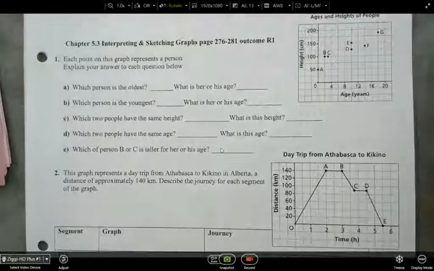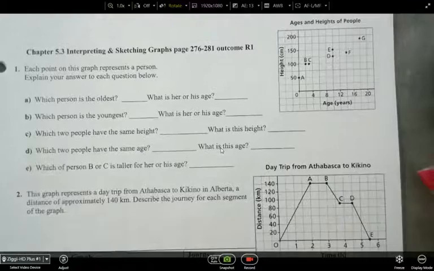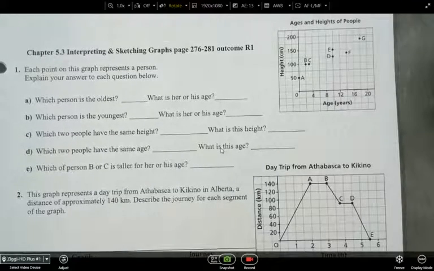All right, so today in 5.3, we're going to look at interpreting and sketching graphs. This is outcome R1.